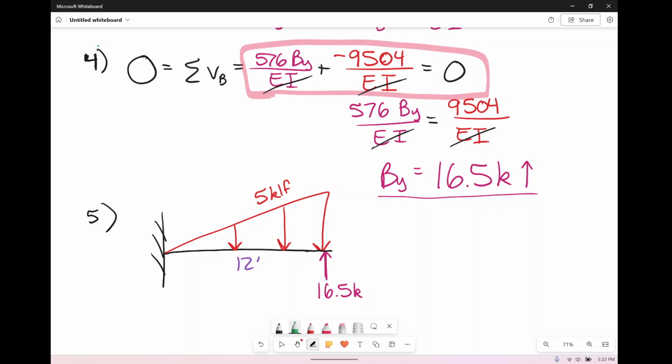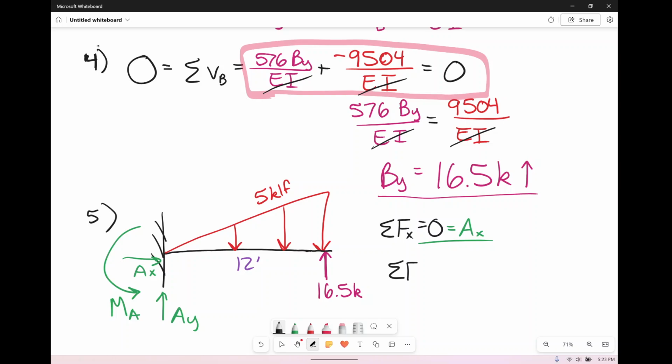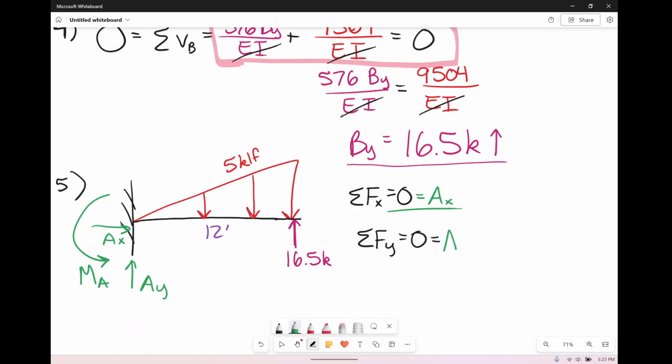Last thing we want to solve for: AY, AX, and the moment at A. But this is now just statics. So if you sum the forces in the x direction and set it equal to 0, lo and behold, you get AX and only AX. That's cool. If we sum the forces in the y direction and set it equal to 0, you're going to have AY going up. You have the 16.5 kips going up. And then we have this minus the linearly distributed load.